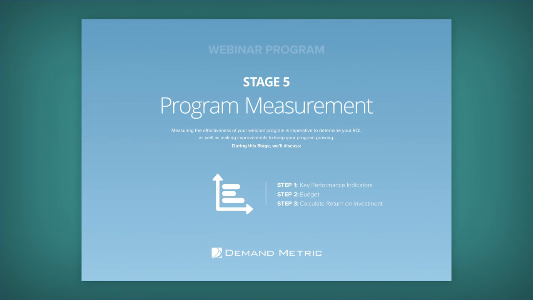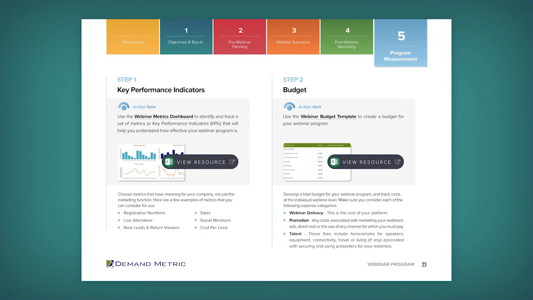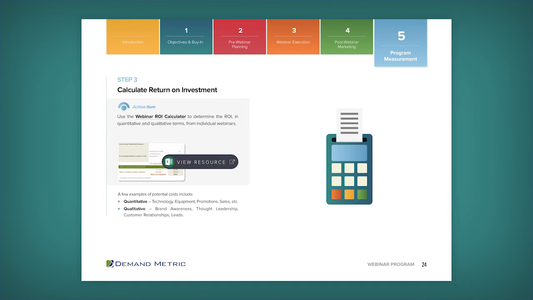And lastly, in stage number 5, the first step here is key performance indicators. Number 2 is budget, and step 3 is calculate return on investment.